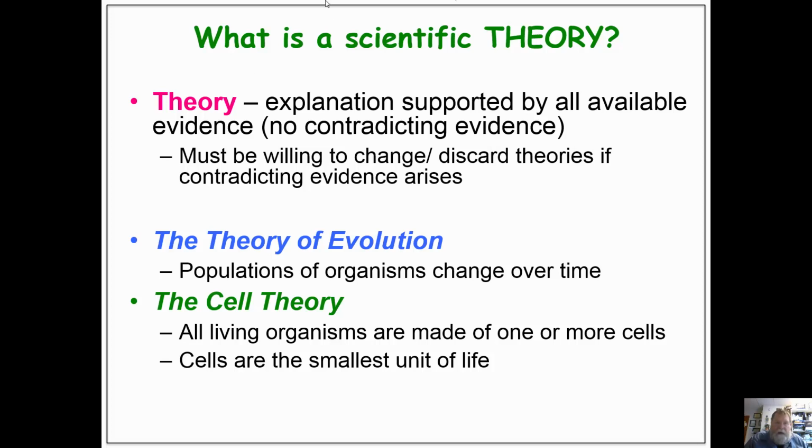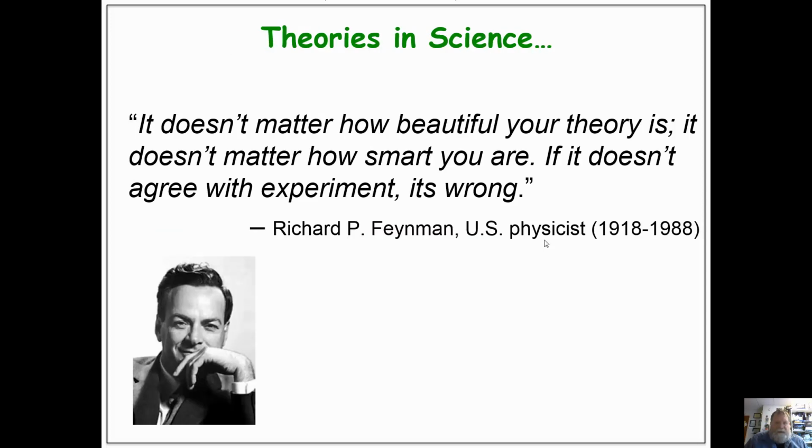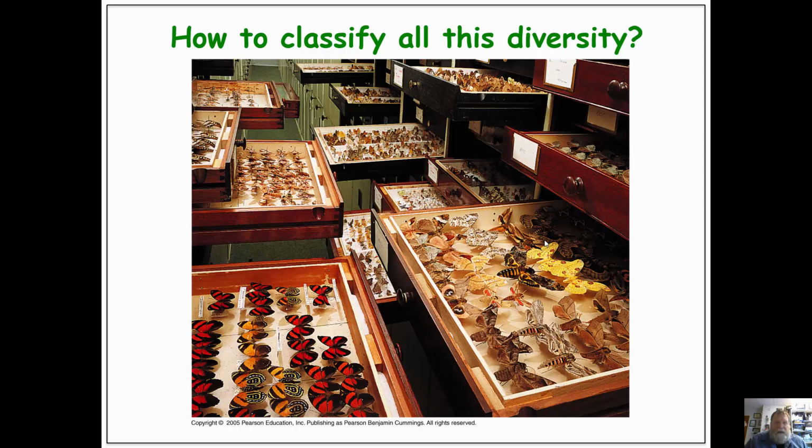And so we do talk about a theory, which is an explanation supported by all available evidence. We'll talk about the difference between the theory of evolution and the cell theory. Some people are questioning the theory of evolution; no one questions the cell theory. So it's kind of interesting that that happens.